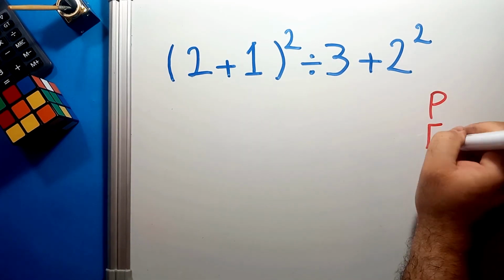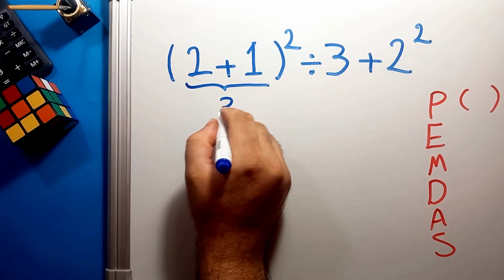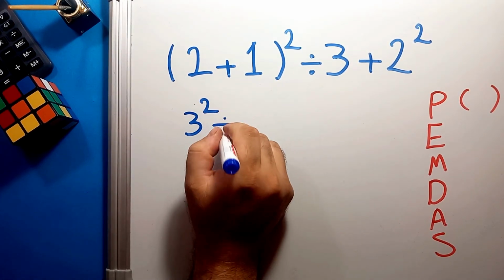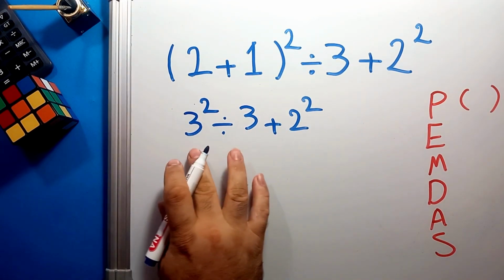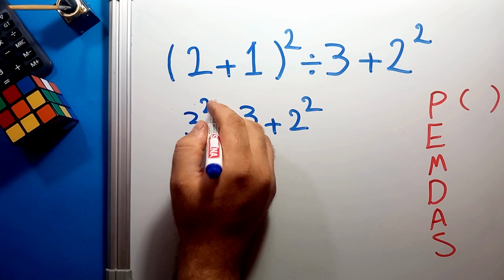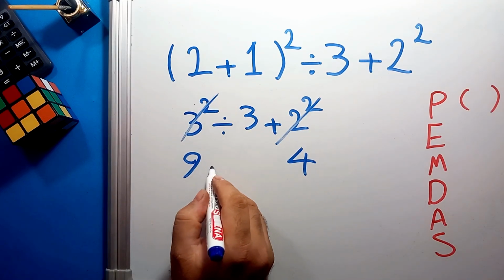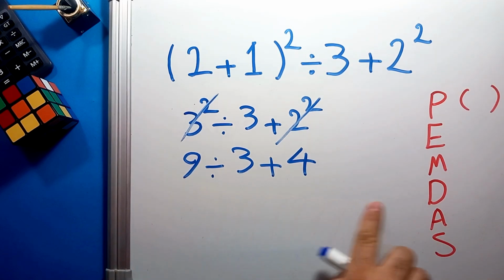The first thing we do is solve the parentheses. 2 plus 1 equals 3. Now the expression becomes 3 squared divided by 3 plus 2 squared. Next come the exponents. 3 squared equals 9. 2 squared equals 4. Now we have 9 divided by 3 plus 4.